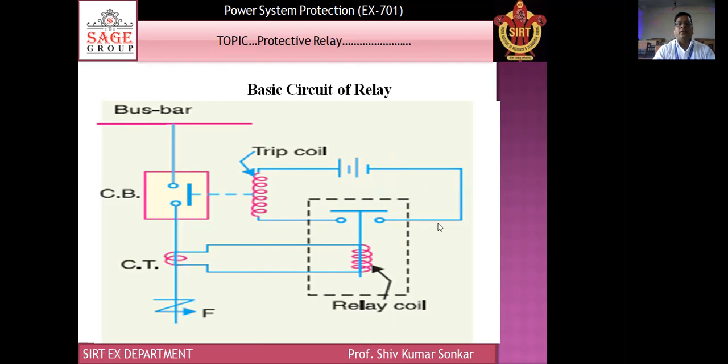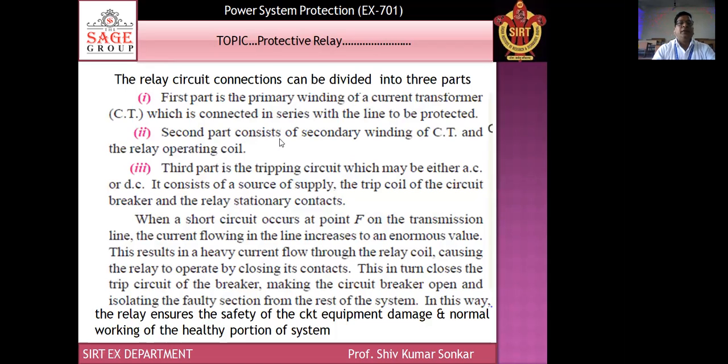There are three parts consisting of a basic relay. The relay circuit connection can be divided into three parts. The first part is the primary winding of the current transformer CT, which is connected in series with the line to be protected. This is the line we protect, so they are connected in series with the line.